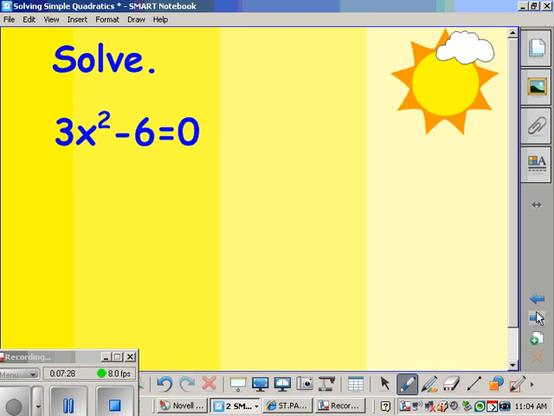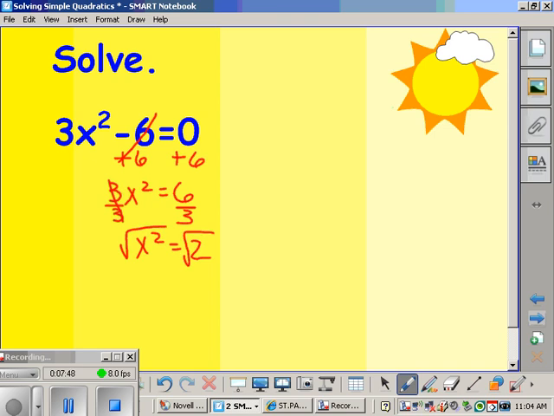In this problem, in order to isolate the x squared, we would first add the 6 to the right and get our constants together, and then divide by 3. Now, if you try to think of a number squared that equals 2, you won't be able to. So if you take the square root of both sides, this will cancel the squared out. If it doesn't have a whole number or integer answer, then what you want to do is write positive or negative.